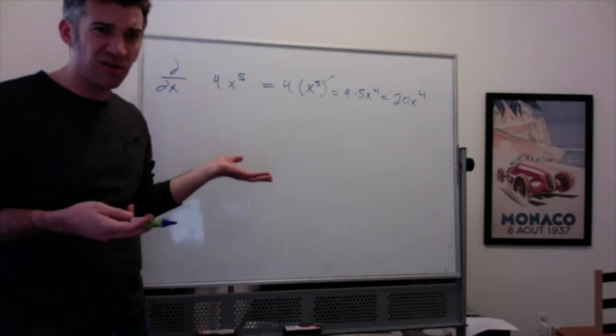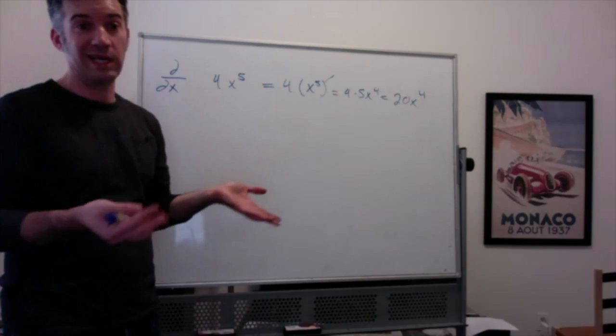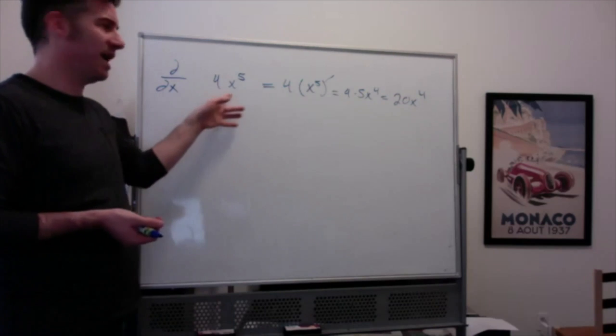What I want to point out here is that some people sometimes are like, well, isn't the derivative of 4 0? And it is, right? The derivative of 4 is 0. But the problem here is I've got 4 times a thing.